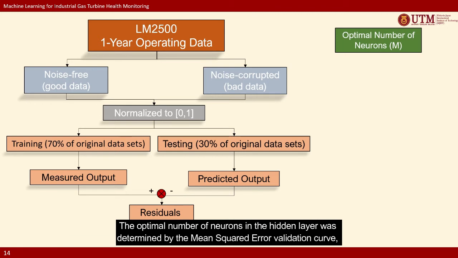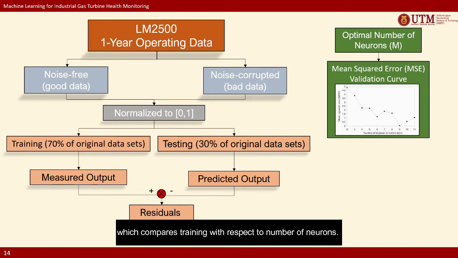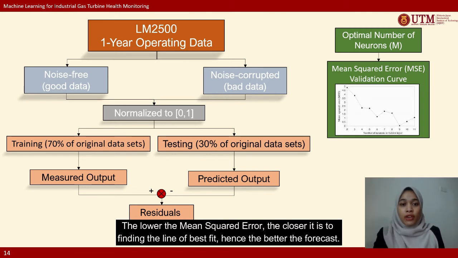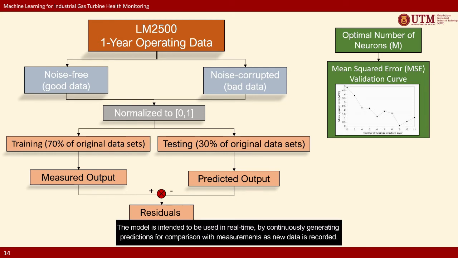The optimal number of neurons in the hidden layer was determined by the mean squared error validation curve, which compares training with respect to number of neurons. The lower the mean squared error, the closer it is to finding the line of best fit, hence the better the forecast. The model is intended to be used in real time by continuously generating predictions for comparison with measurements as new data is recorded.